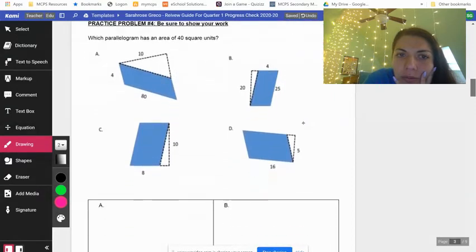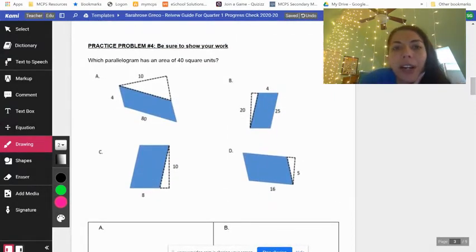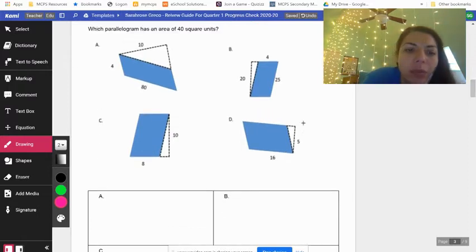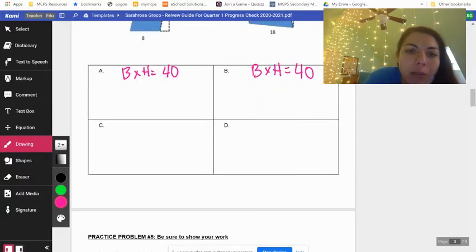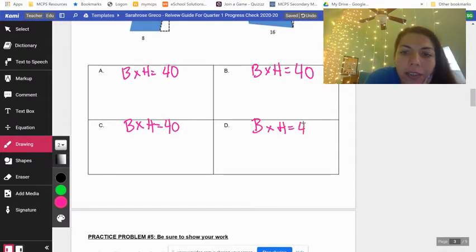Let's scroll down. Which parallelogram has an area of 40 units? So now they've put 3 numbers in each of them. So for A, let's see. What's my base? And remember, it's got to equal 40. So that's for all of them. Base times height. It's got to equal 40. So I'm just going to fill out my chart so that I can easily plug in numbers for the base and the height, because we have to get 40 as our answer.